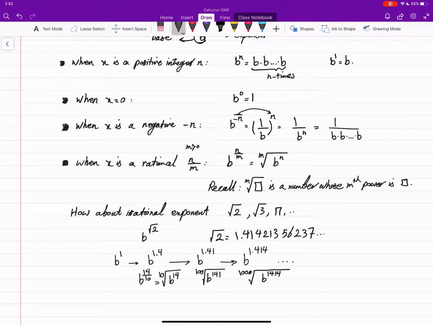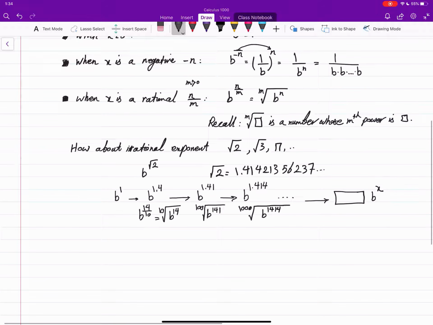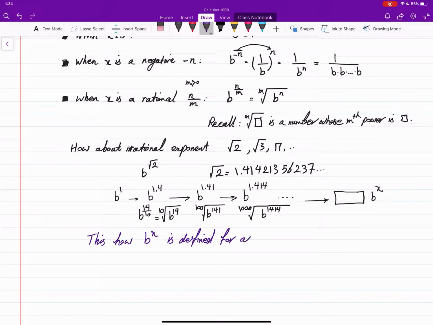And if you do compute these things, because these are things that we can do, the numbers that we are finding will get closer and closer to a number. Whatever that number is, we are going to call it b to the power x. And that's how we define b to the power of all real numbers. So this is how b to the power x is defined for all real numbers x.